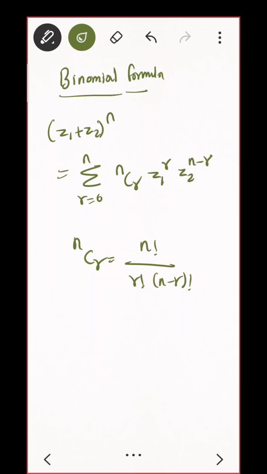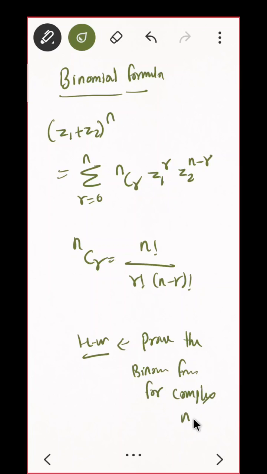If you want to prove this, how will you prove it? If you want to prove binomial expansion, the binomial theorem, maybe I'll give you homework. This will be homework for you. Prove binomial formula for complex numbers. How will you do that? How will you start? Anyone?